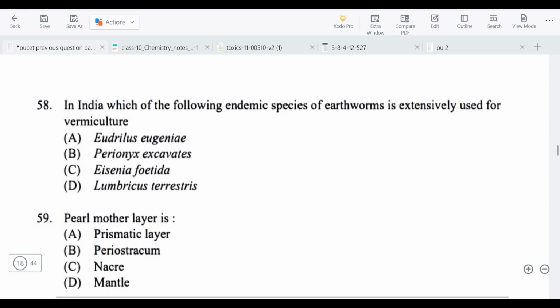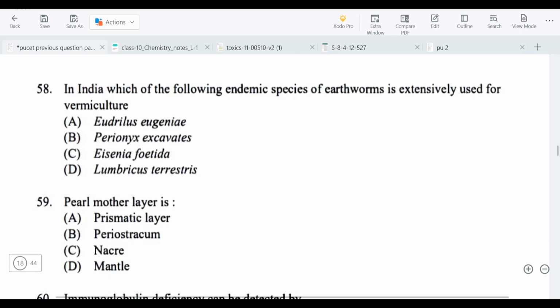Next question, in India, which of the following endemic species of earthworm is extensively used for vermiculture? The correct answer is B, Perionyx excavatus. It is an Indian endemic worm, and it is widely used in vermiculture. Next, pearl mother layer is nacre. This nacre is responsible for pearl formation, and it is the inner layer of shells, right?